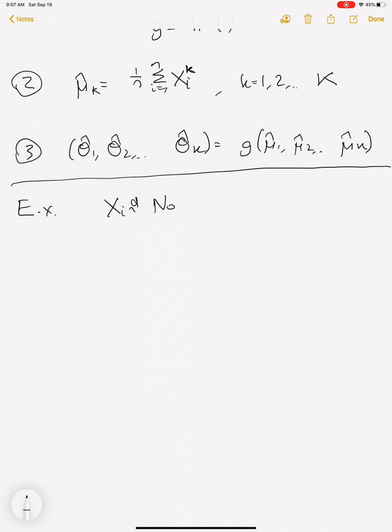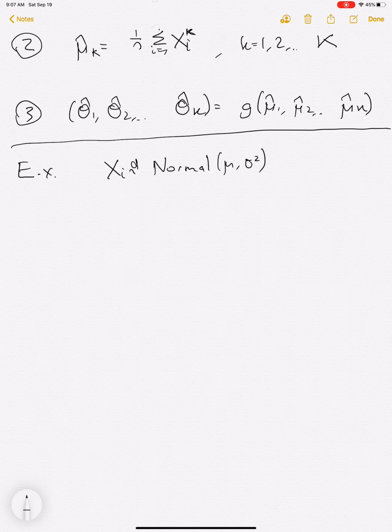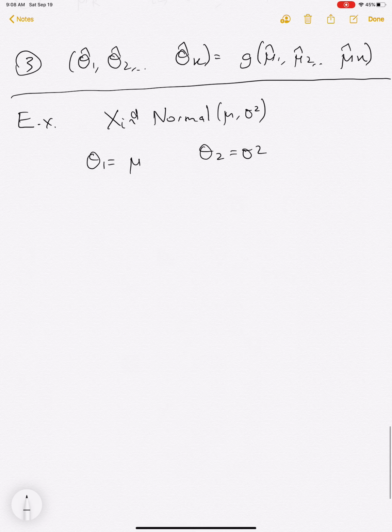So we'll go back to an example we've seen before, which is the normal distribution. Here theta 1 is mu and theta 2 is sigma squared. Those are the parameters that we're trying to estimate using the method of moments procedure.